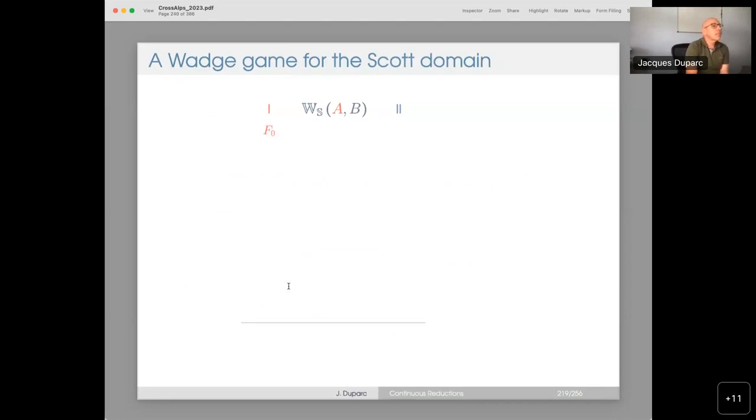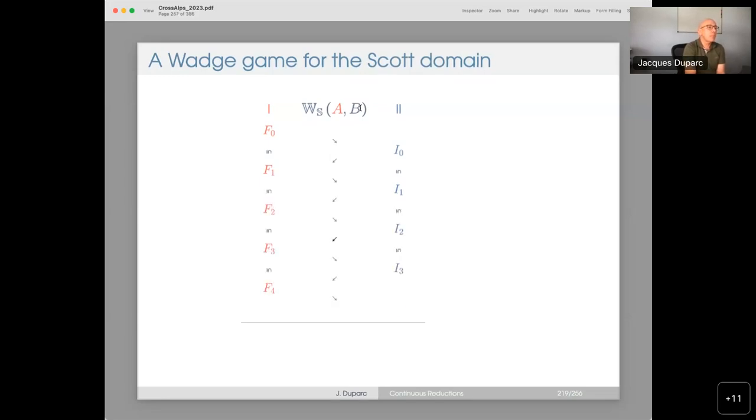But let's consider this game. So I have A and B. They are sets of integers, right? Player one plays F0, which is a finite set of integers. Player two plays I0, which is either a finite or an infinite set of integers. Player one plays F1, which is still finite, but has to extend F0. It can be the same, but it has to extend. And player two plays I1, which is still finite or infinite, but has to extend I0. And it goes on like this.